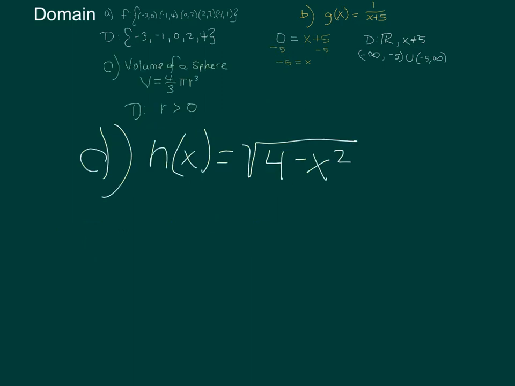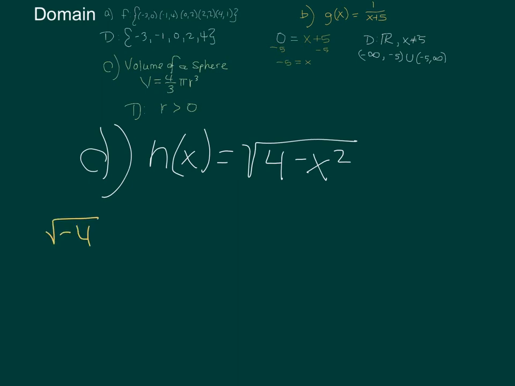Our final view is when we have a function that looks like this. We've got a square root. Now I'm thinking, okay, I know what the square root of 4 is, 2, and of 25 is 5, but what about the square root of -4? The square root of -4.